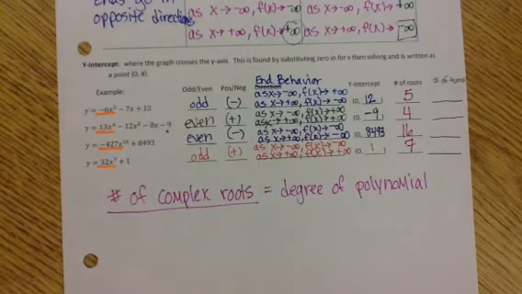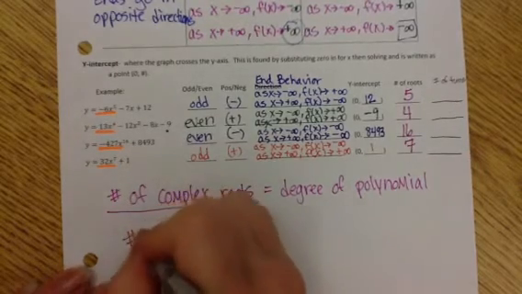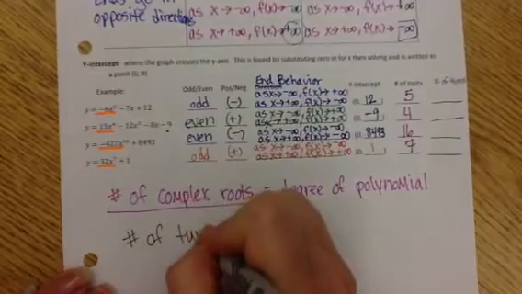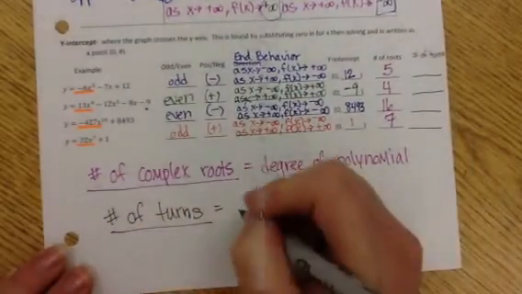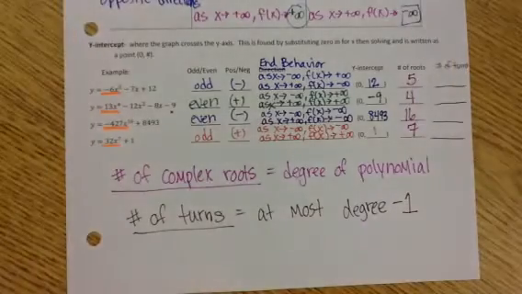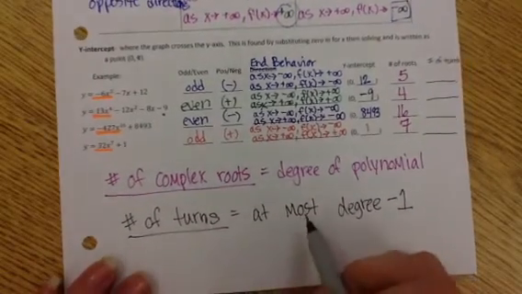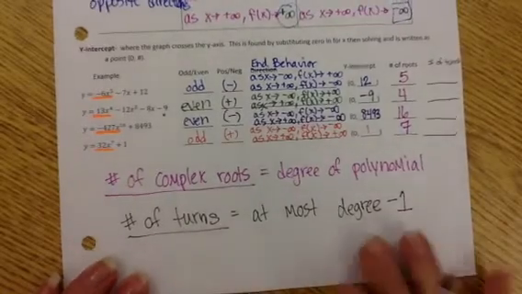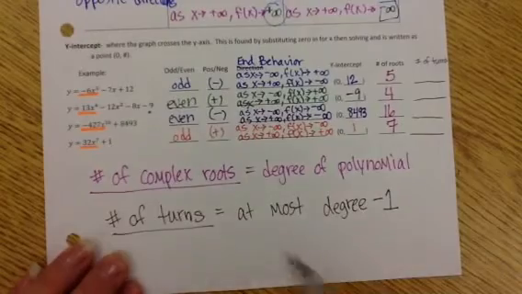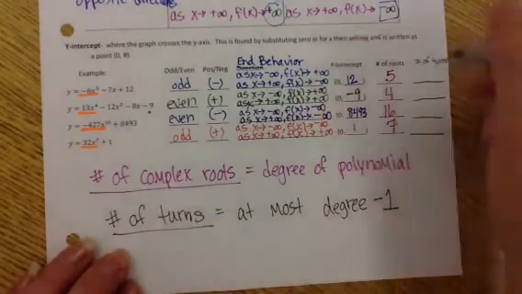And the number of terms that a polynomial function will have is going to be 1 less than the degree. So number of terms, and it doesn't have to have that number of terms, but it will be at most. The number of terms that a polynomial function will have will be at most the degree of the polynomial minus 1. It doesn't have to have that number of terms, but that's the most number of terms it will have.